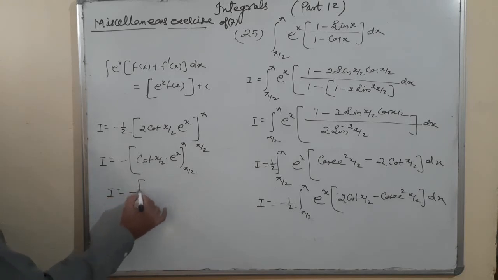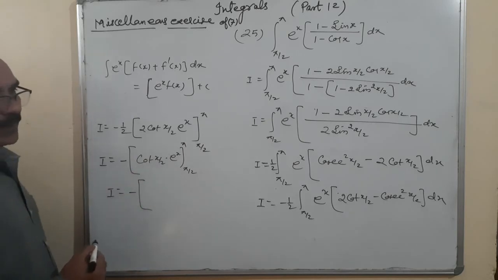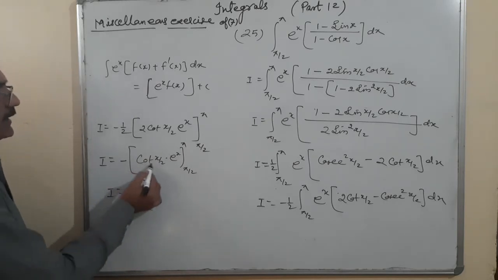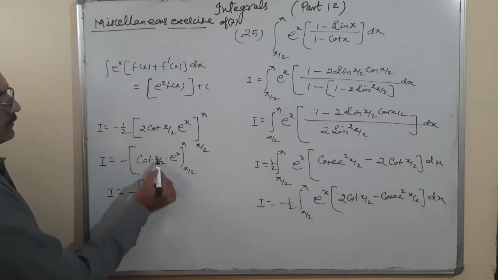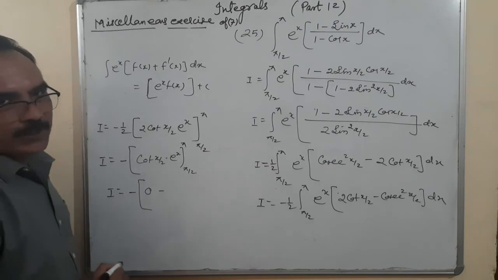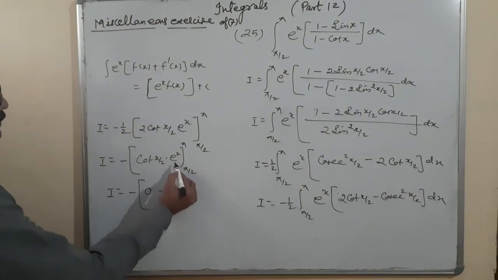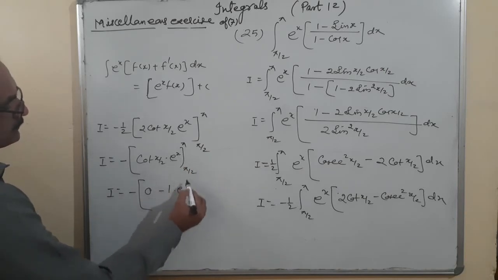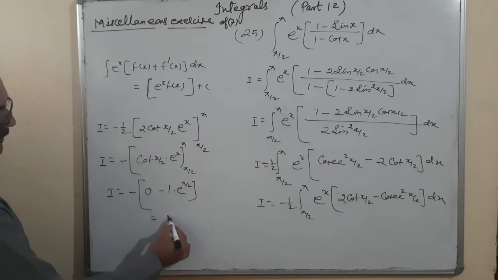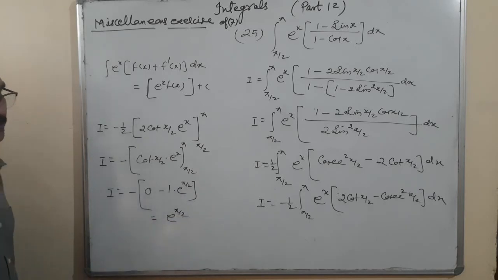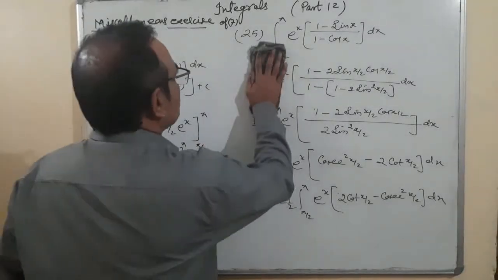I is equal to minus, first we'll put upper limit pi. So cot pi by 2: tan 90 is infinite, cot 90 is 0. So this entire term is 0, minus cot pi by 4: cot 45, tan 45 is 1, cot 45 is 1. So it is 1 into e to the power pi by 2. Okay, we multiplied by minus sign. So the final result is e to the power pi by 2. So that is the solution of question number 25.